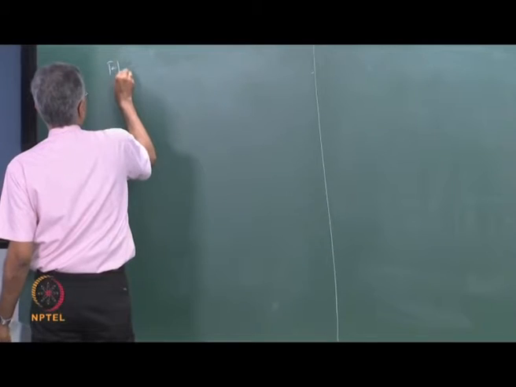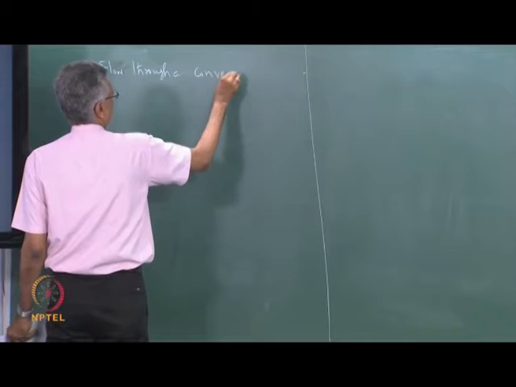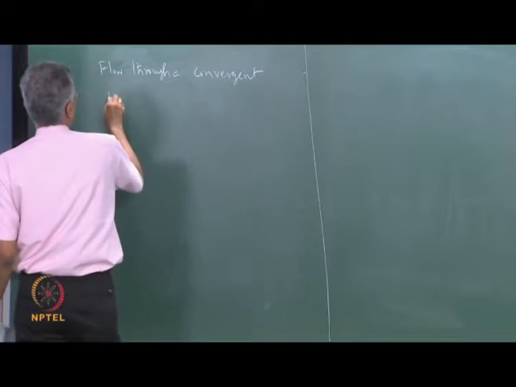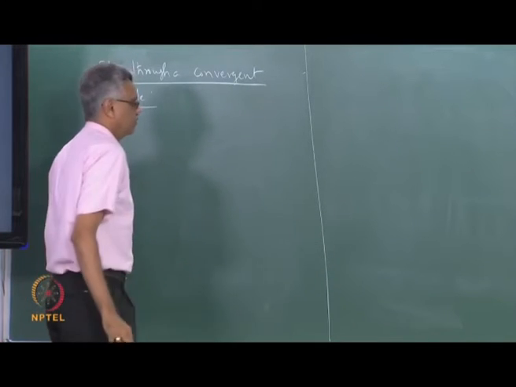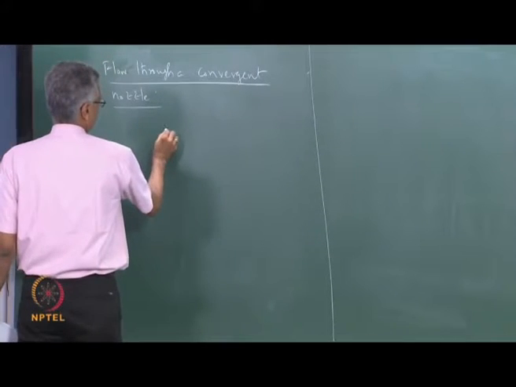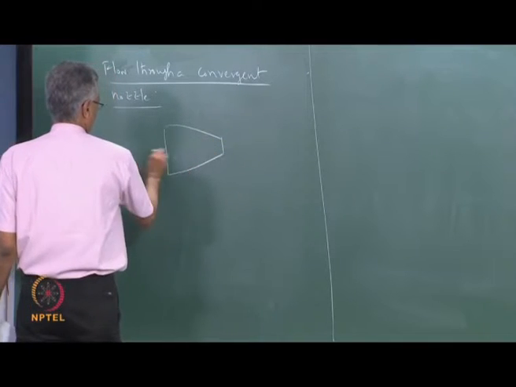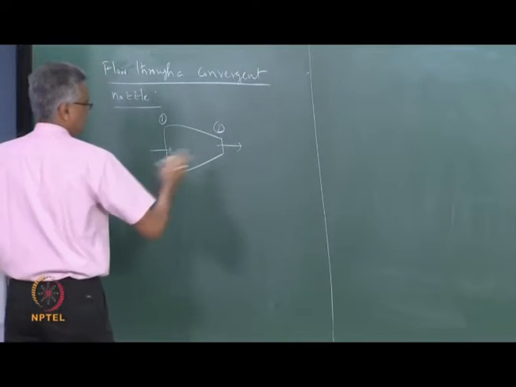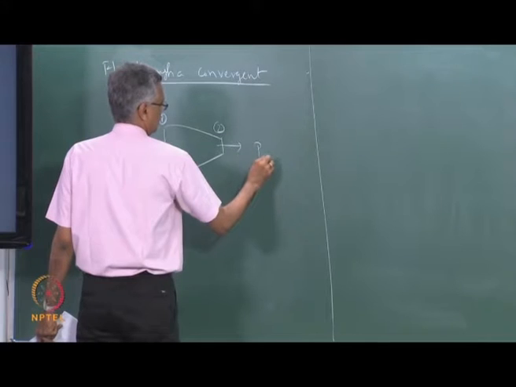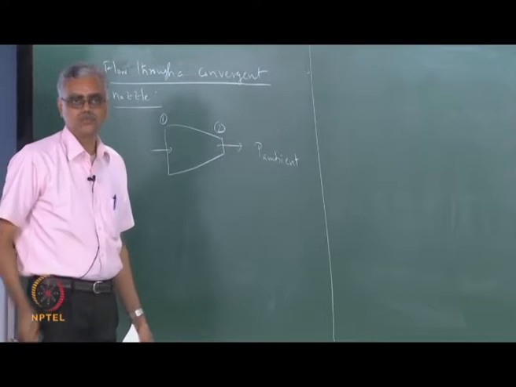Now we are going to look at flow through a convergent nozzle. So we have, let us say, a convergent nozzle like this. Let us label this inlet as 1, this outlet as 2, and let us say that the ambient pressure is P ambient and the stagnation conditions are known.